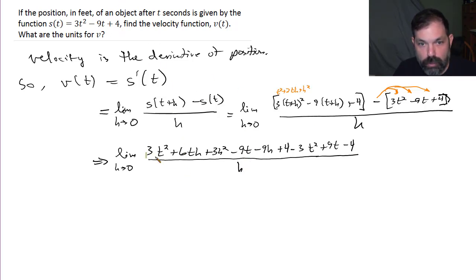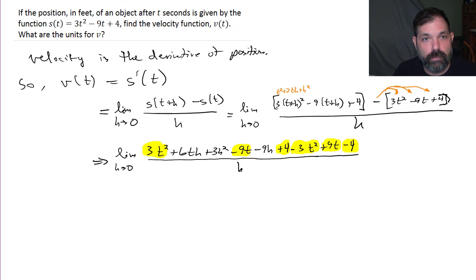Let's look at the like terms. 3t squared minus 3t squared, 0. Minus 9t plus 9t, 0. Plus 4 minus 4, 0. If something like that doesn't happen, you've made an error in your expansion of the expressions.